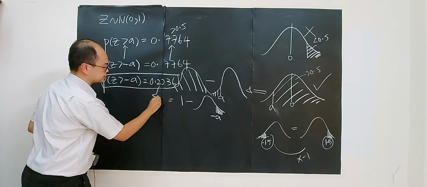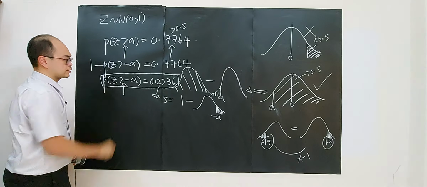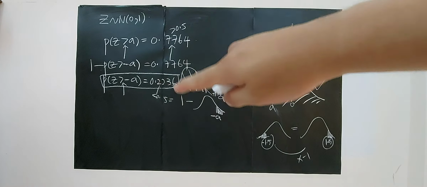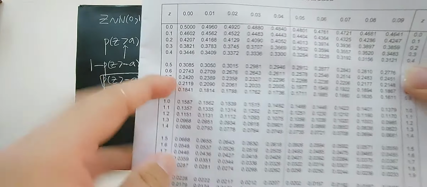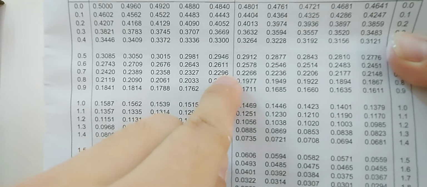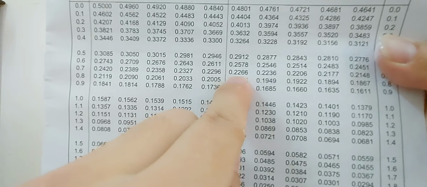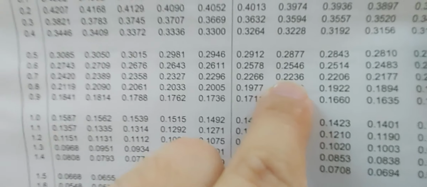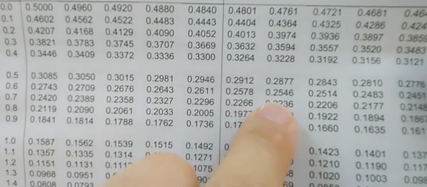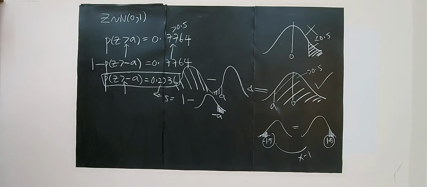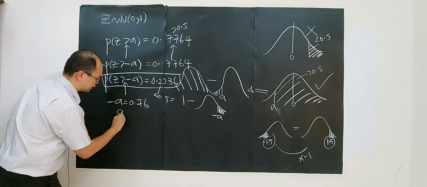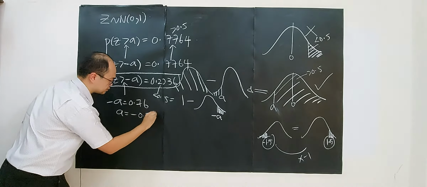First, this is less than 0.5. First, this is already greater than. Okay, you can use the statistical table. Okay, search for the value of 0.2236. Where are you? Where are you? 0.2236. Oh, no. Here. 0.2236. 0.7, 0.76. Means that negative A is 0.76 and the A will be negative 0.76.